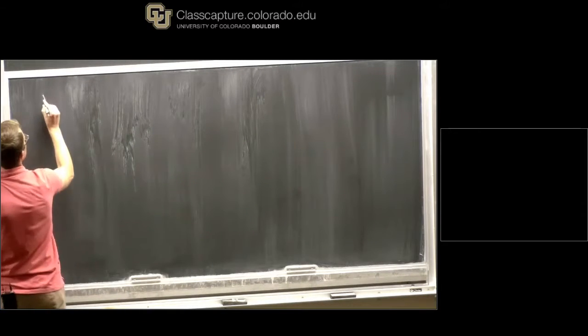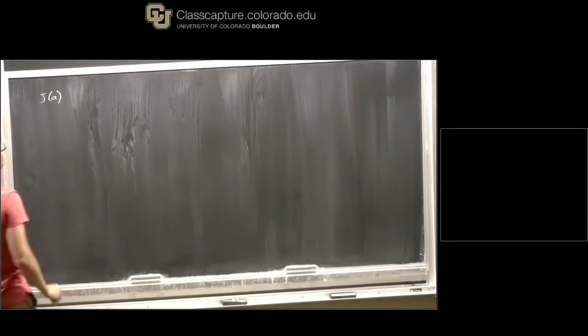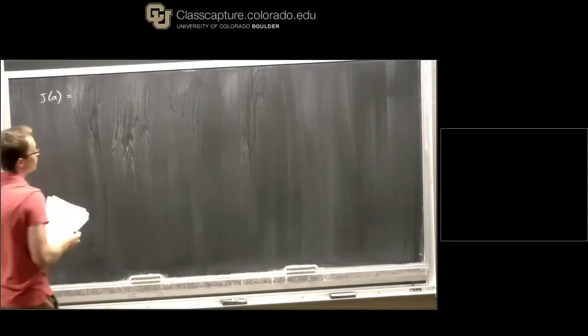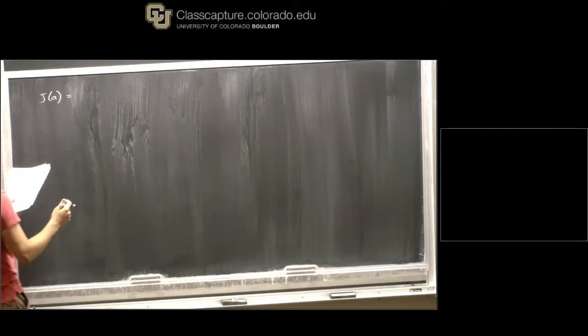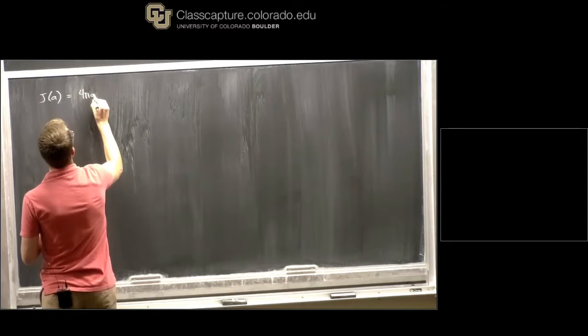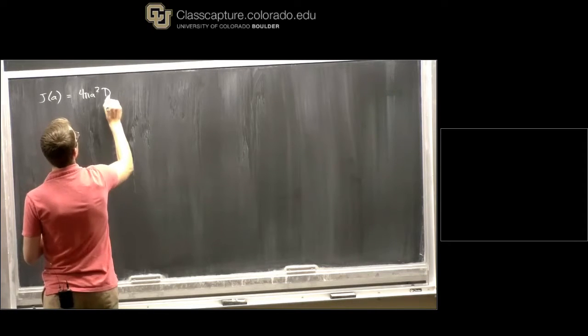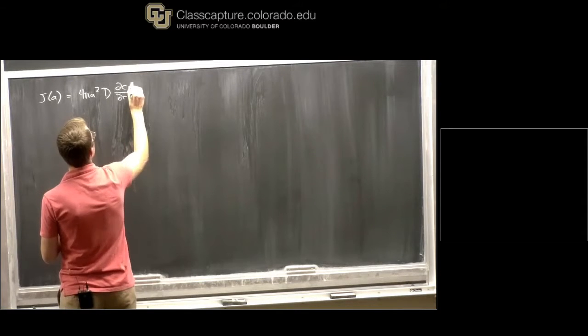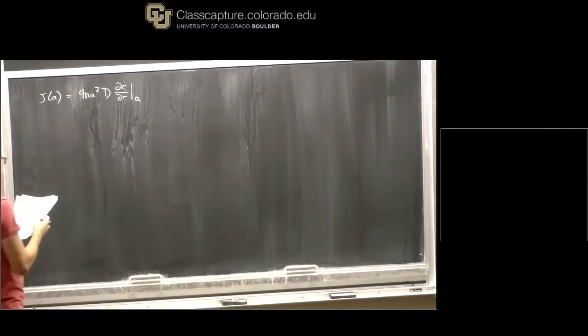So the flux into the surface at A is, I want the total flux. It doesn't matter because it's a ratio. So it's 4 pi A squared, the area of the cell, times D times the derivative of C with respect to R evaluated at A.